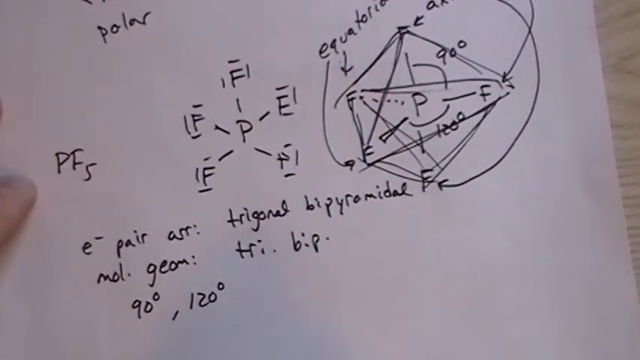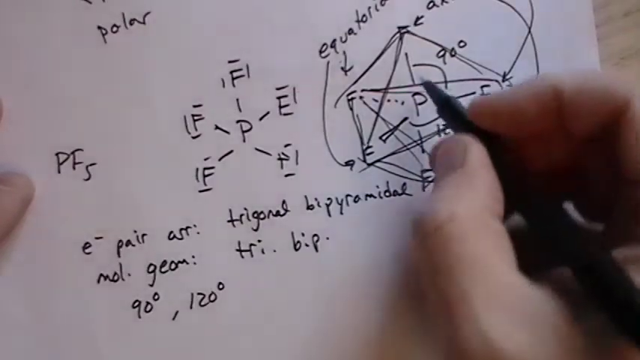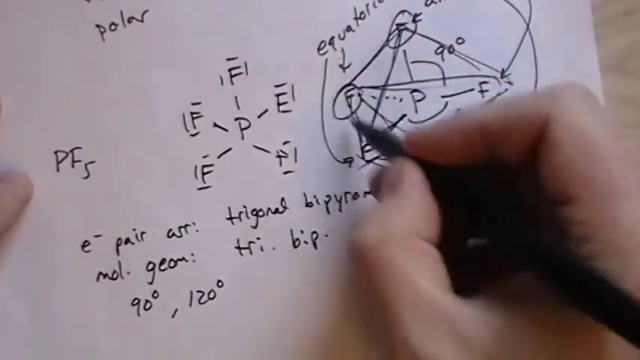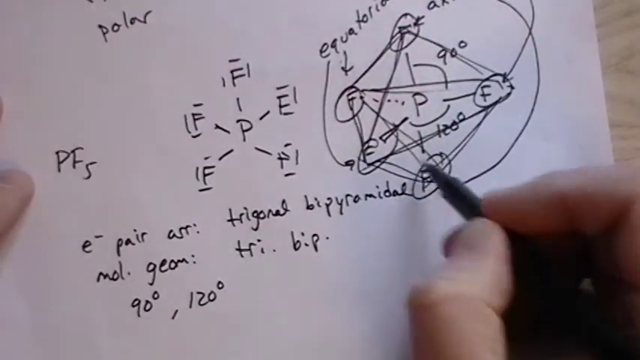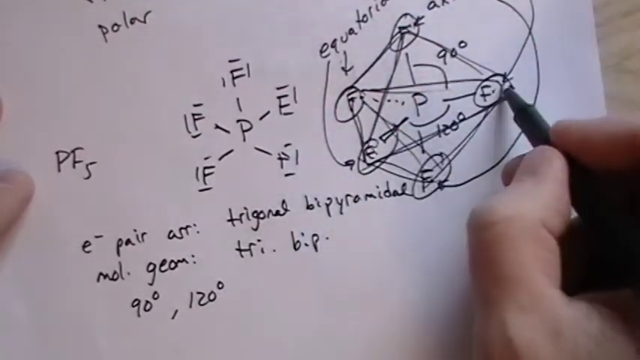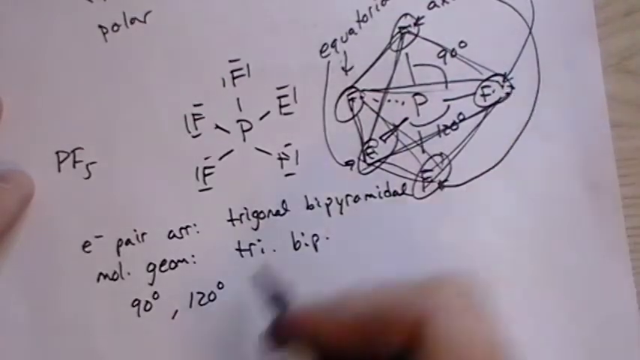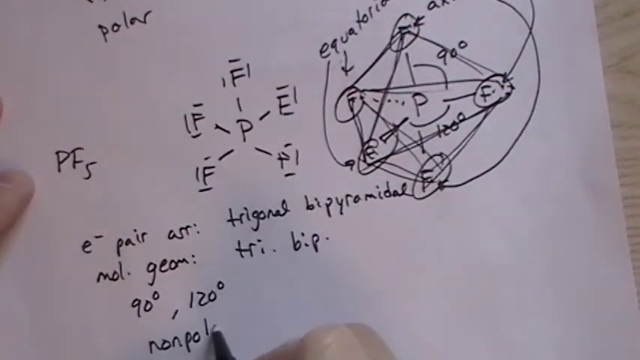in any way. And then it's nonpolar, because these fluorines cancel each other, and then these ones cancel each other. So these ones cancel like they did in the beryllium difluoride. These ones cancel like they did in the boron trifluoride. So this is nonpolar. Okay.